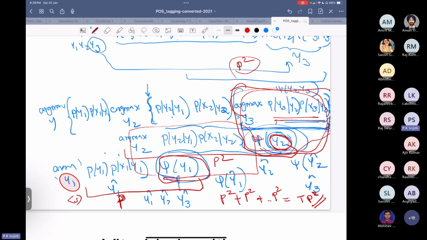Because here what you're trying to do is, if you just look at this argmax operation, this argmax is only over p. But then you are trying to do this argmax over y2 for different values of y1, right? That is why you need p square here. But here there is no such thing needed because there is no previous label. This is the start label. You just need to do an argmax over y1, so it just requires p.